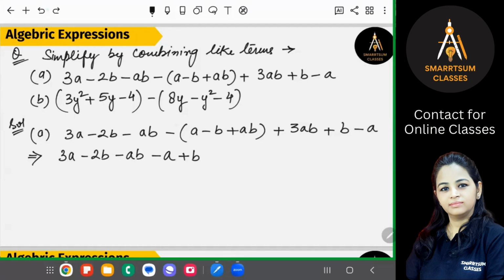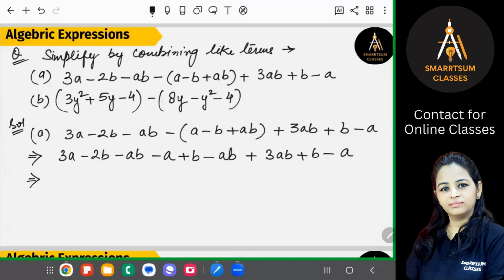Similarly, minus into minus, it will be plus B. Exactly in the same way, now minus plus AB will become minus AB. So in this way we can reverse the sign of the terms which are inside. Now write the other terms as it is, 3AB plus B minus A. Getting that? Now, we will collect the like terms.